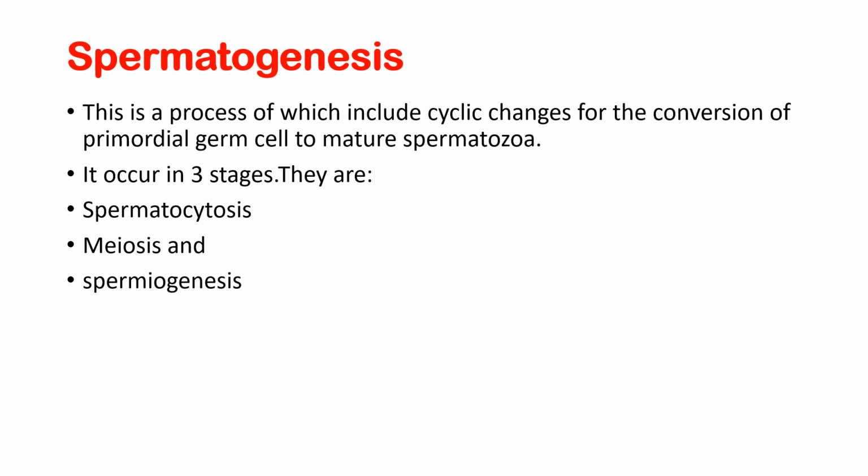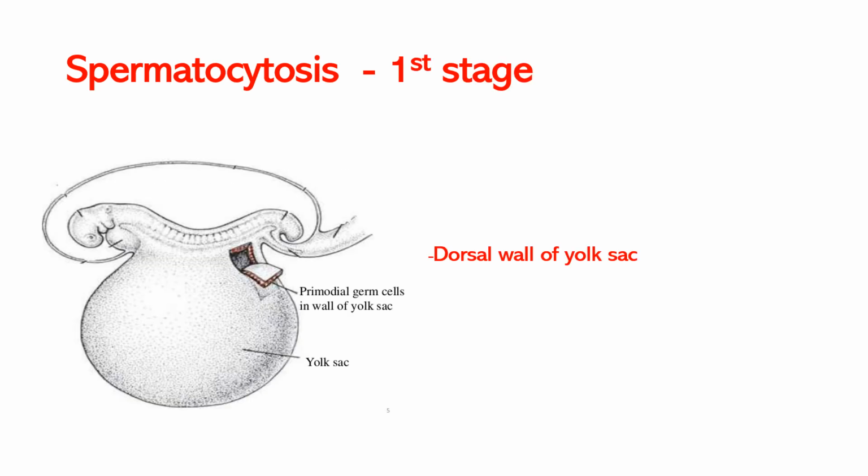Spermatogenesis. What is spermatogenesis? It is a process of cyclic changes for the conversion of primordial germ cell to mature spermatozoa. This spermatogenesis occurs in three stages. They are spermatocytogenesis, meiosis and spermiogenesis. Now we are going to see the first stage, spermatocytogenesis.